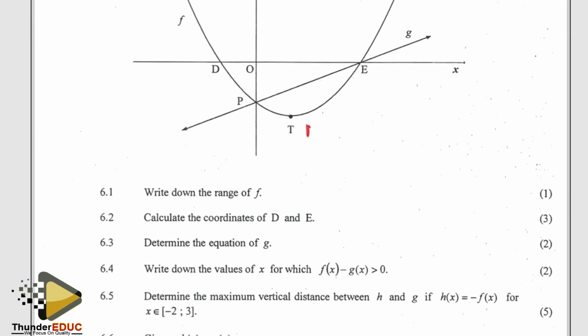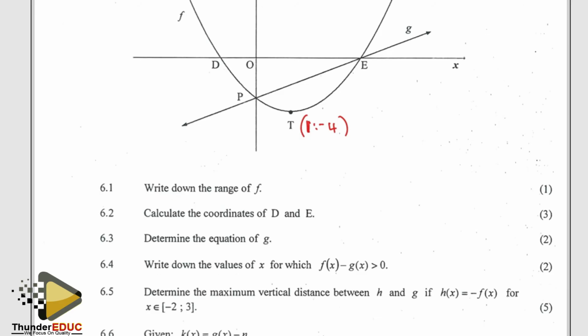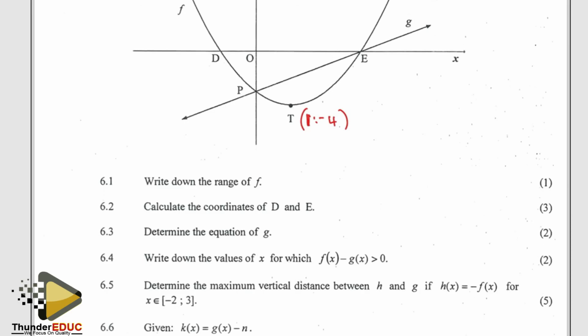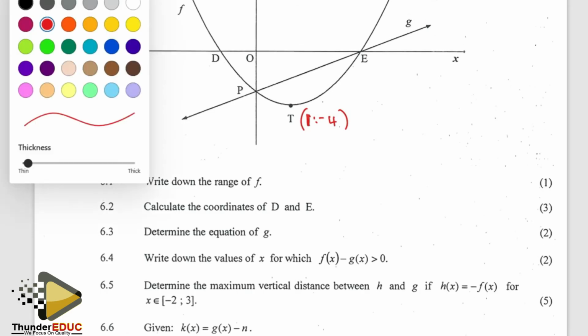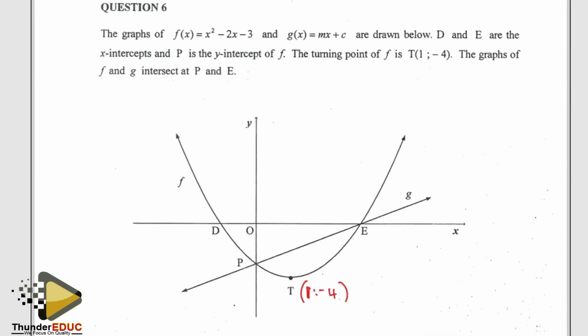Okay, 1 and then negative 4. Okay, that now we know. So if that is true, for us to answer the first question, they want the range. What is range? Remember, this question is weird. They hardly ask such questions of range and domain. Now it's coming, 1 mark.